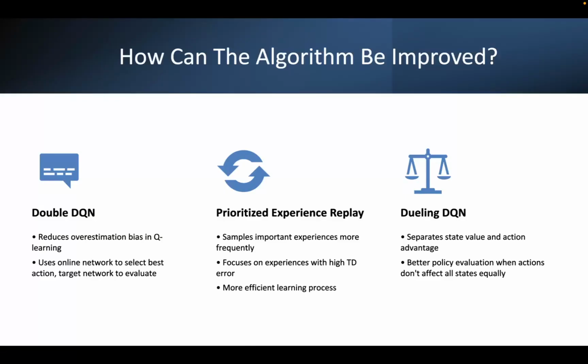Prioritized experience replay also improves sample efficiency by prioritizing experiences with high temporal difference errors, focusing learning on the most informative transitions. And dueling DQN separates the estimation of state value and action values, which is particularly beneficial in states where some actions don't affect the outcome.